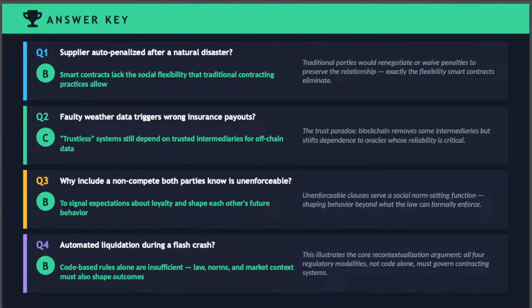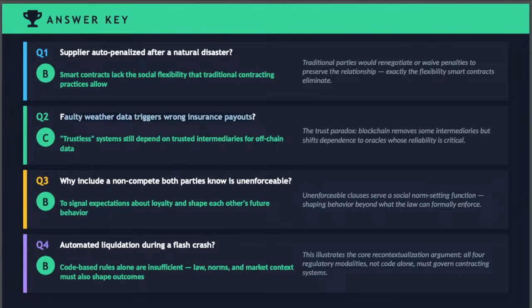Okay, so now we're down to the answer key. Let's see how well everyone did. On question 1, the supplier is auto-penalized after a natural disaster. Correct answer is B. Smart contracts lack the social flexibility that traditional contracting practices allow. So the traditional parties would renegotiate or waive penalties to preserve the relationship. Exactly the flexibility that smart contracts eliminate. So the key there is that I think we all got that one right on number 1 for B for sure. All right, let's move on to question 2.